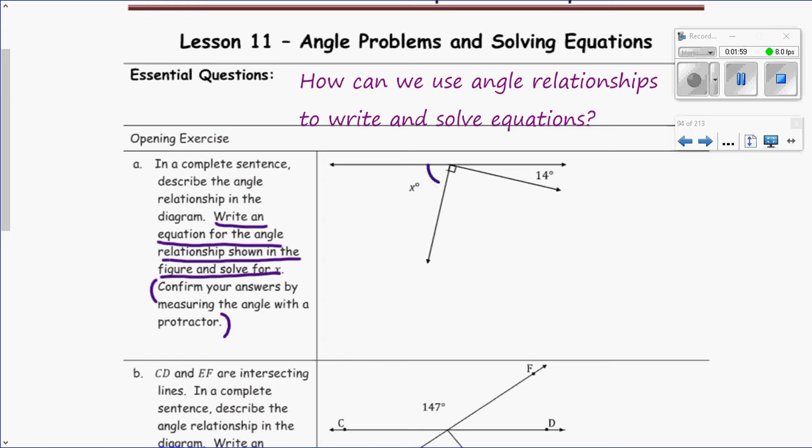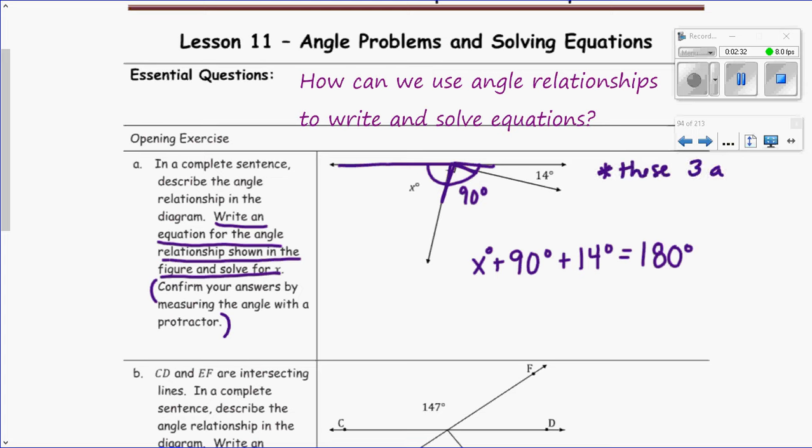Okay, for opening exercise A, we see that this is x degrees. We see that this is 14 degrees. We also see that this one has the little box making this 90 degrees. If you're paying attention, these three angles make what is a straight line. Therefore, x degrees plus 90 degrees plus 14 degrees equals 180 degrees. That's because they make a straight line. So if you need to write that, these three angles make a straight line.